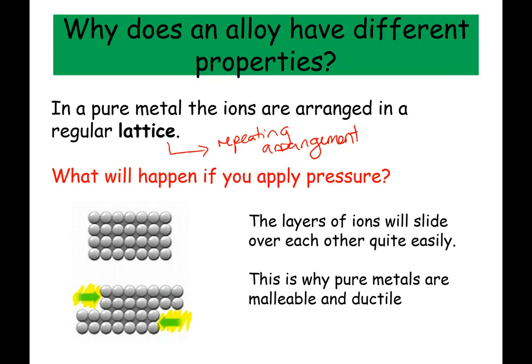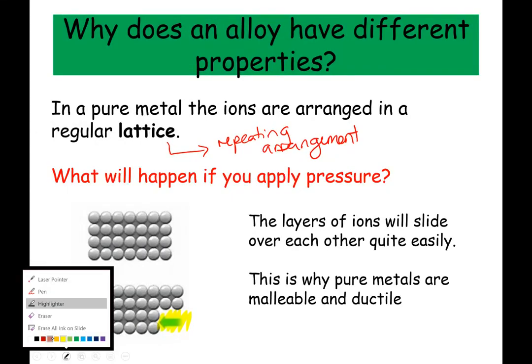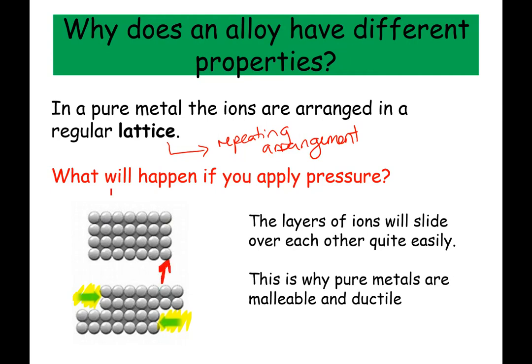Okay. That's why pure metals are malleable, why they are bendable into lots of different shapes, because it's extremely easy for those layers of ions to move and to slide over each other, not just in one direction. On the diagram I've shown it going left to right, but we could also apply the pressure vertically. That would work as well. They would still slide over each other. We could also apply the pressure diagonally, and they would still slide over each other. Okay, so they can slide in all different directions, and it's because of that regular arrangement that it's very easy for them to do this.